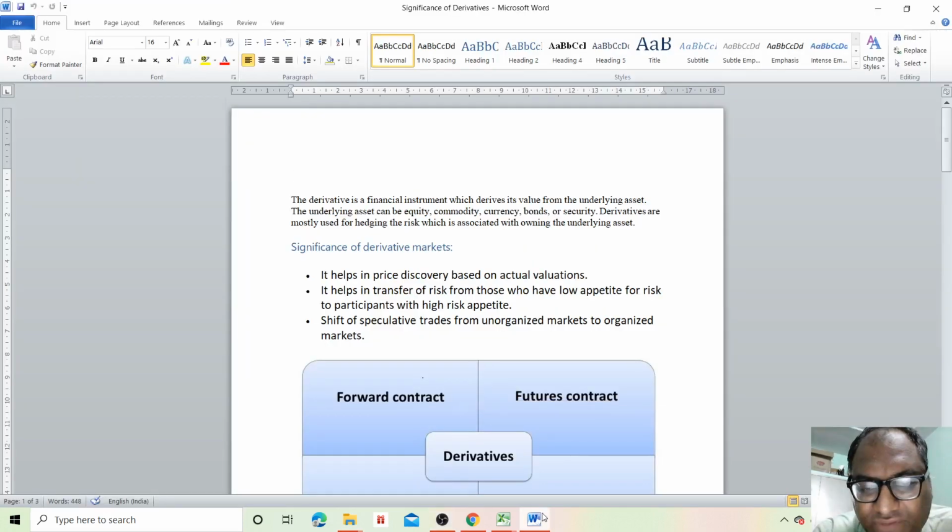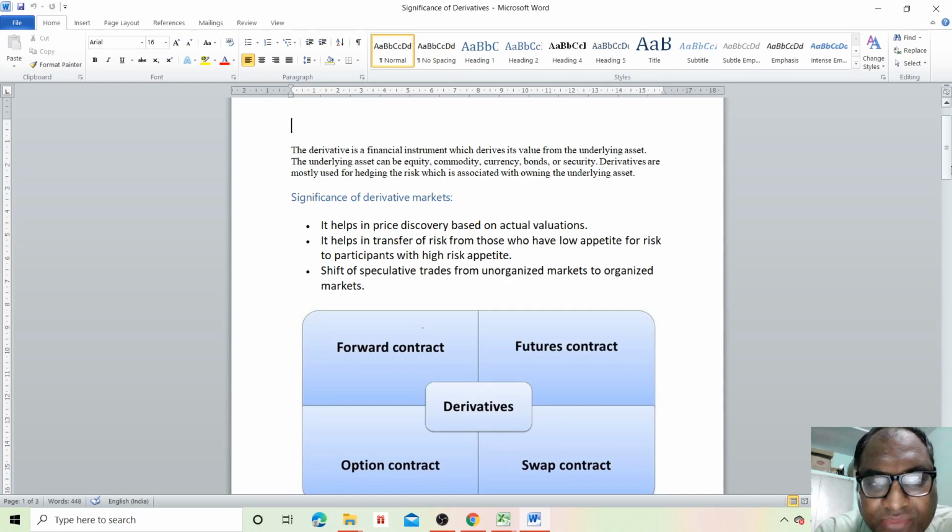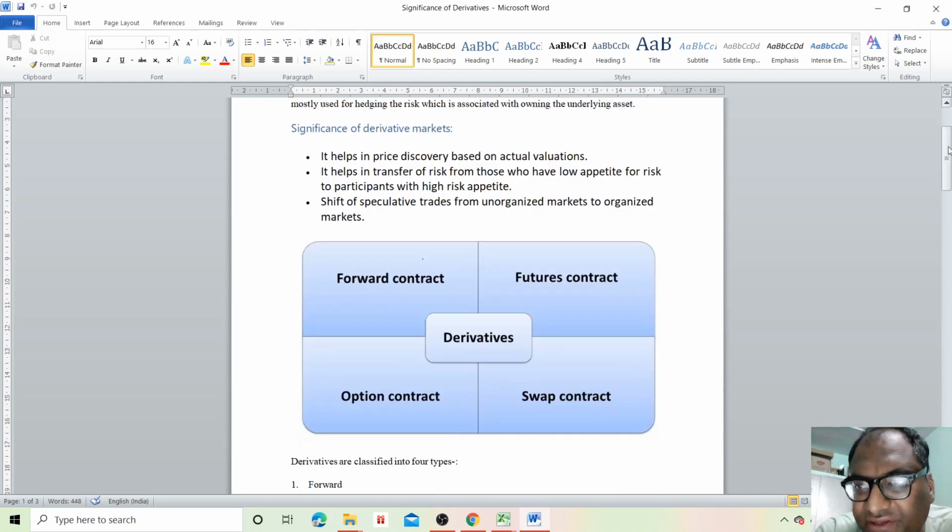So in last class, till now we have seen what derivatives are and what the types of derivatives are, and in today's class we will see what the significance of derivatives is. Okay.